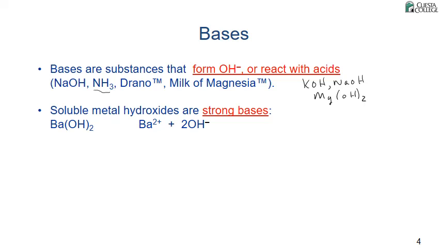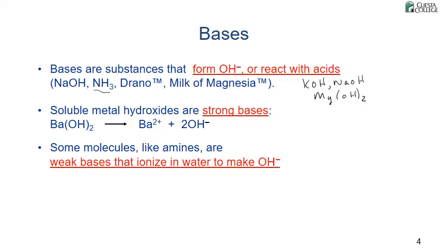The soluble metal hydroxides are strong bases. So barium hydroxide would dissolve to make barium ions and hydroxide ions in water. You know all the other soluble bases like sodium hydroxide and potassium hydroxide and strontium hydroxide.